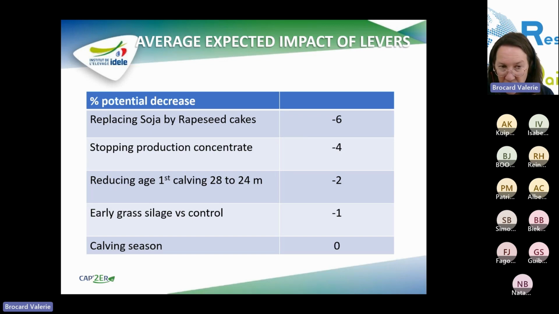For instance, we are only using 25% of grass silage in the winter diets. We started with this level. It's only 3 or 4 months of the year, so the global impacts at whole farm level on a yearly basis is not so high. And the calculation said that changing the calving season would not have any impact on the carbon footprint.